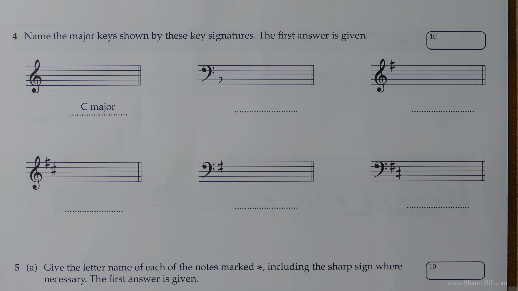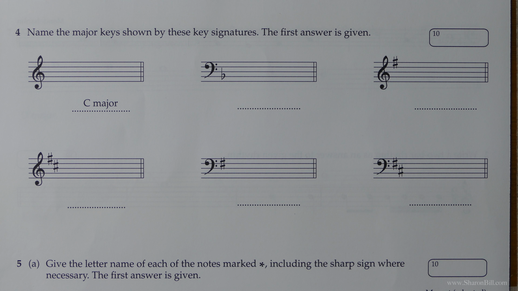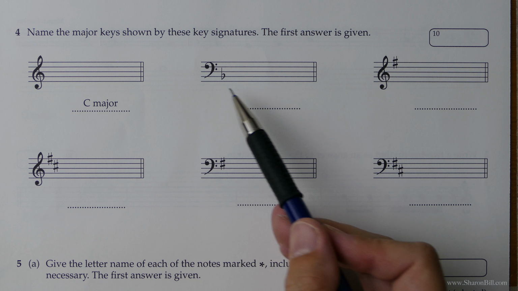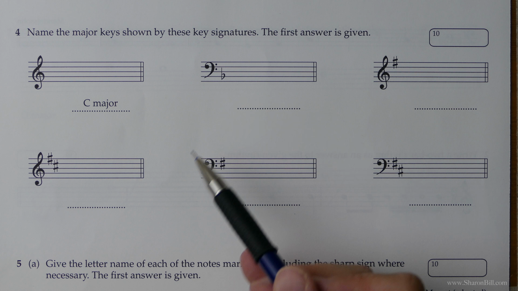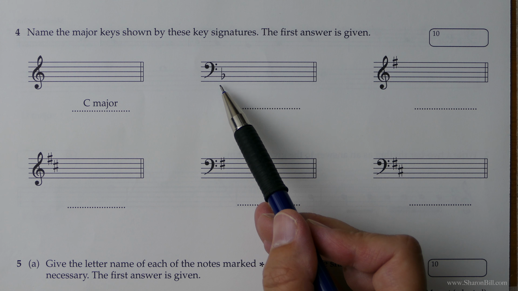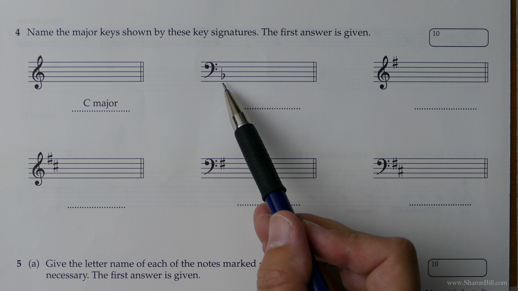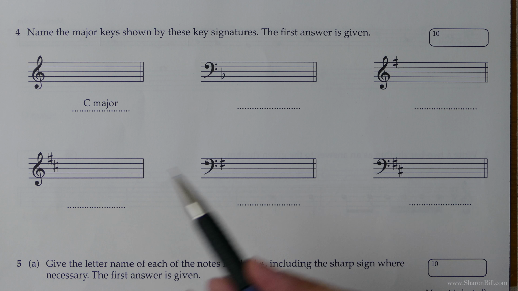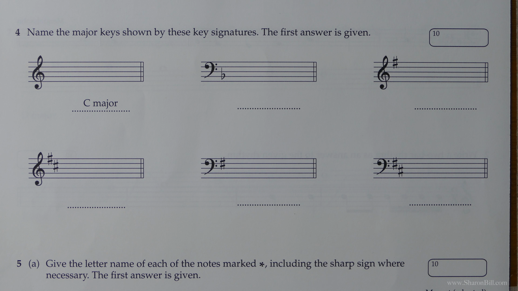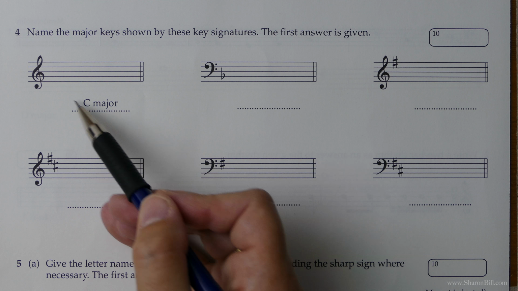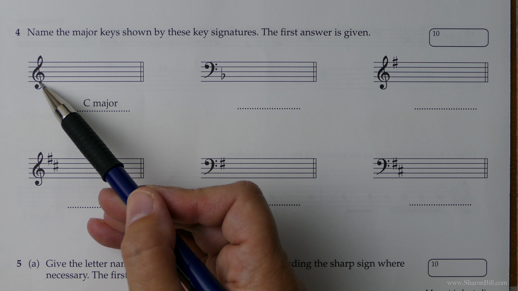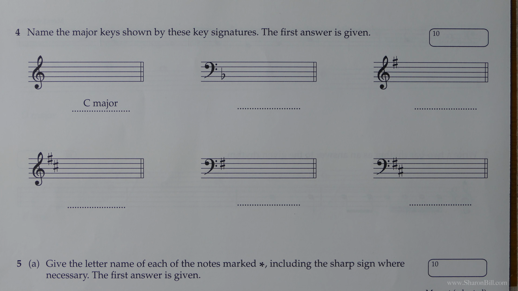So question 4 asks us to name the major keys as shown by these key signatures. We're swapping clefs, but really that doesn't matter because we know when there's one flat it's always B flats, when there's one sharp it's always F sharps. If you're not sure though, you can count up and work the notes out. The first answer is given, so it's showing us how they want us to answer that question. So we know that C major has no sharps or flats.